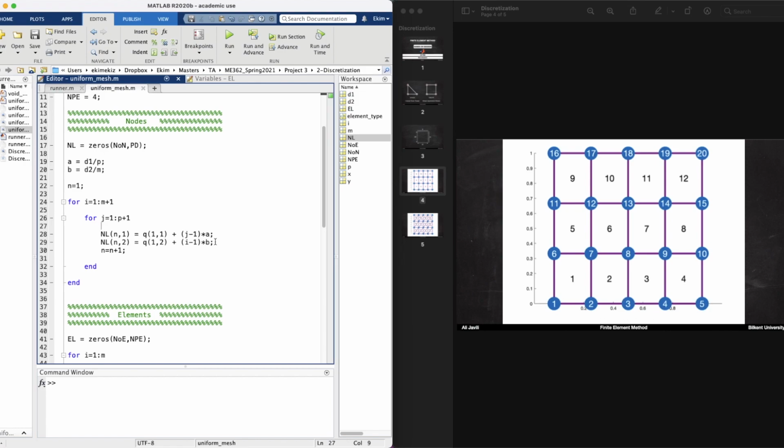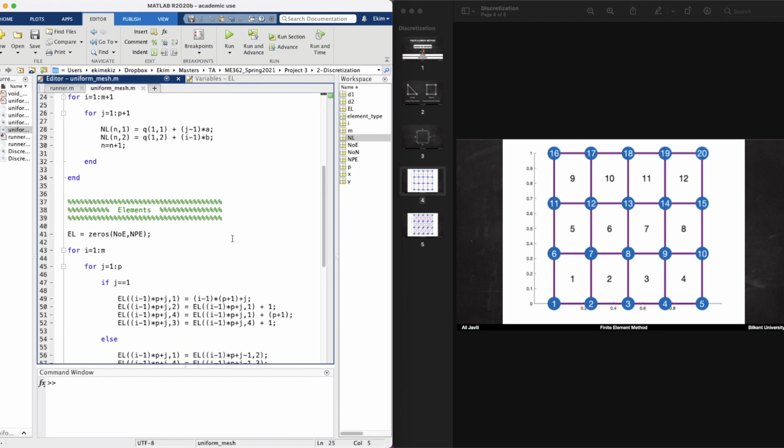And for the y-coordinate of the node, we have the same logic. It's just now we are looking at the y-coordinate of that node, of that corner. And then we are adding it (i minus 1) times b. So remember, i is counting our rows. So row 1, row 2, row 3. And b is our length change along y. Okay, so this is how we generate our nodes.